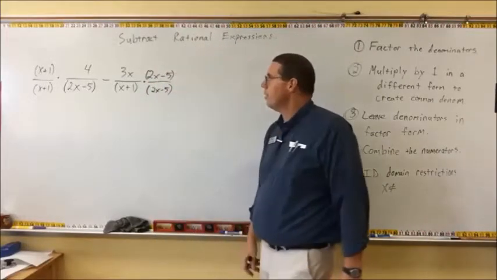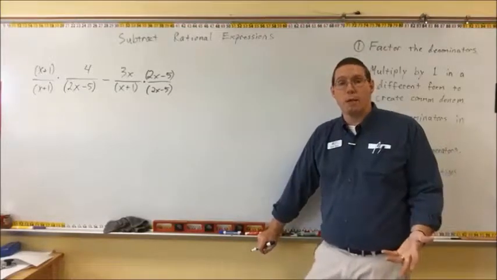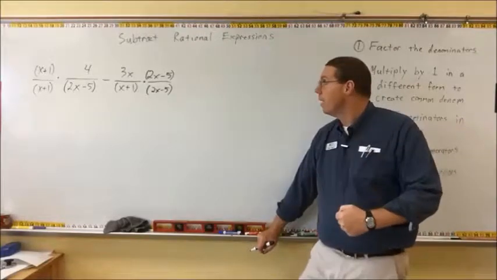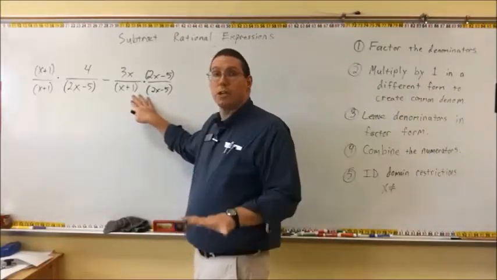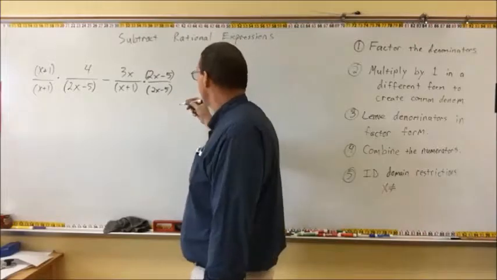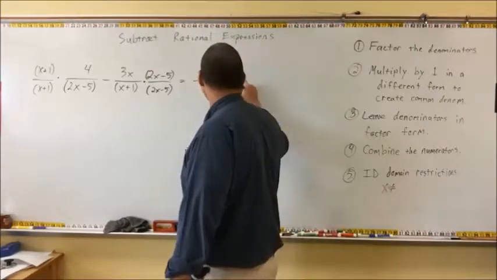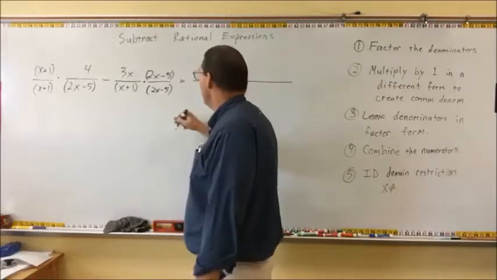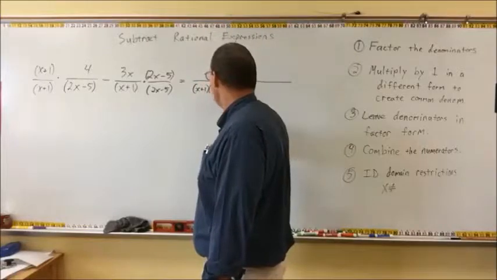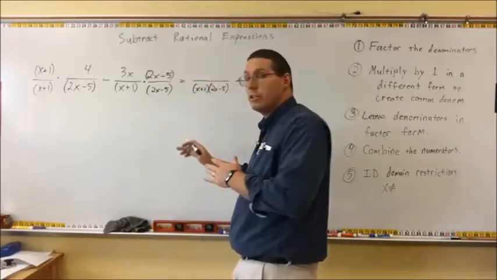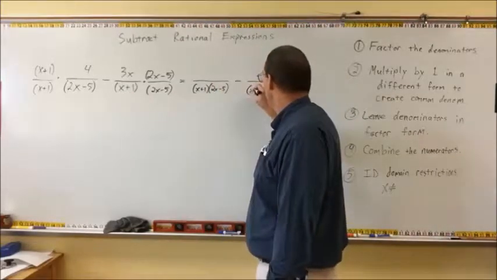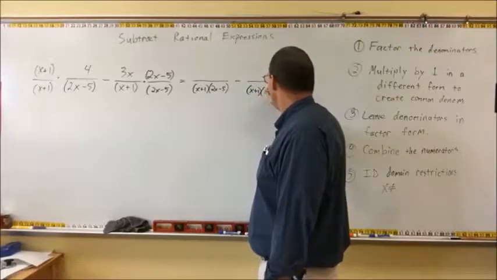Now you may wonder, why do I keep putting them in parentheses? It's because we're about to multiply, and when you multiply a binomial, you have to distribute. We're not going to distribute in the denominator. We're just going to leave it in factored form in the denominators. It's only the numerator that we're going to distribute. So now we're going to have a fraction minus a fraction. The denominator of each is x plus 1 times 2x minus 5, and we're going to leave it just like that.